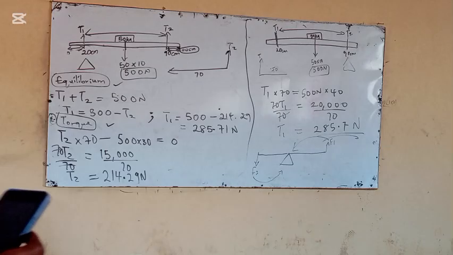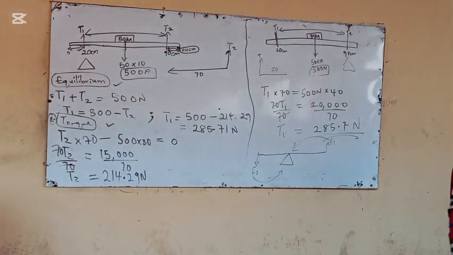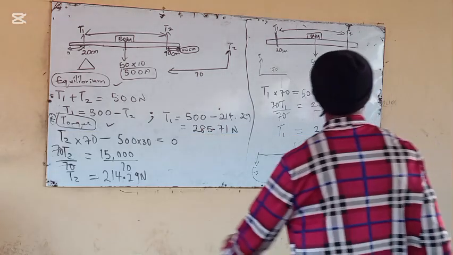So please, let's solve the next one together. The one that says a wooden platform is suspended from the roof of a house by ropes attached to its ends. A 5-meter wooden platform is suspended from the roof of a house by ropes attached to its ends. Then the carpenter weighing 800 N stands 1.5 meters from the left end of the platform. If the weight of the platform is 150 N, let's do that one together.